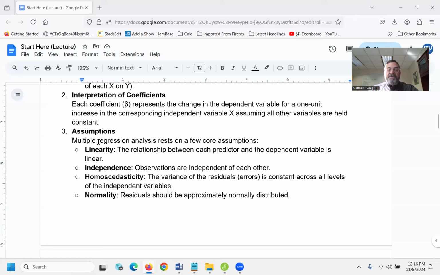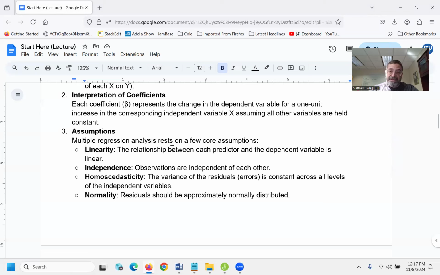So, assumptions. Multiple regression analysis rests on a few core assumptions. Again, we're talking about parametric statistics. So this is normal distribution, that our residuals are normally distributed. We're also assuming linearity. The relationship between each predictor and the dependent variable is linear.